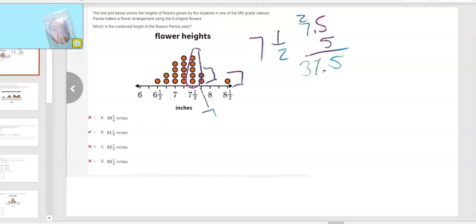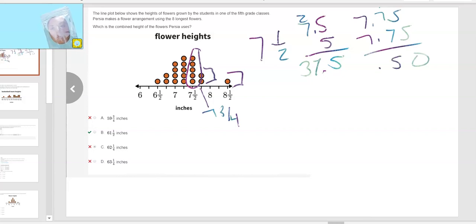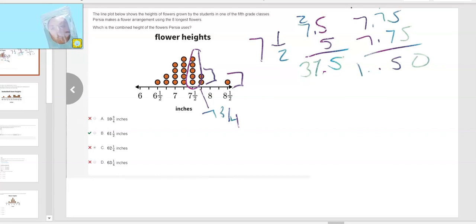That's going to be 7 3/4. So 3/4 is 0.75, like 25, 50, 75, 100. So 3/4 would be 7.75. And there are 2 of them. Add those up. 10, 15, 15.50. And you've got 8.5, which is the same as 8.50.